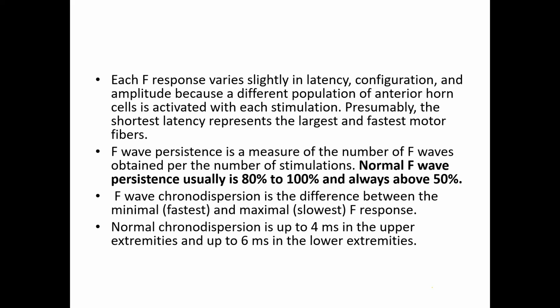And F wave impersistence is seen in which condition? Polyradicular conditions, AIDP, CIDP. F wave impersistence is the earliest nerve conduction study abnormality in AIDP. F wave chronodispersion is the difference between the fastest and the slowest F response. The normal chronodispersion is up to 4 milliseconds in the upper extremities and up to 6 milliseconds in the lower extremities. Anything beyond that, you can say there is chronodispersion in the F waves.